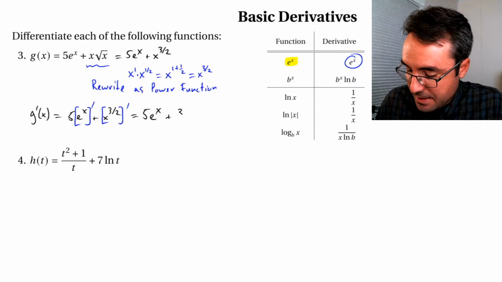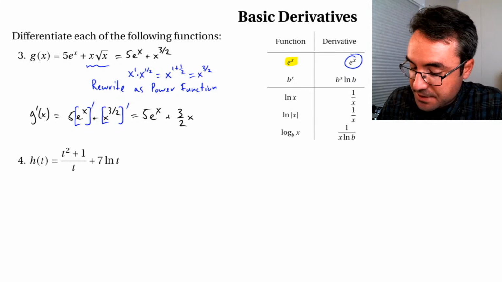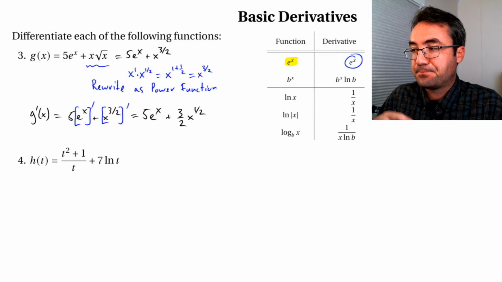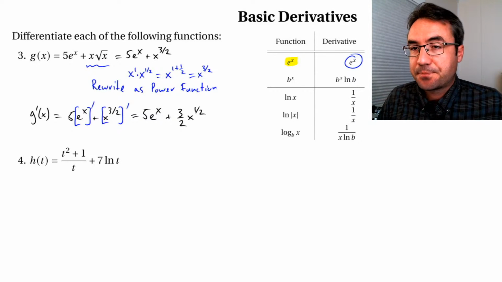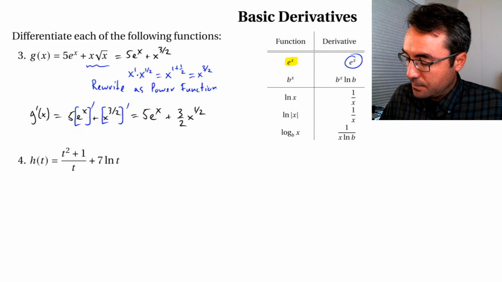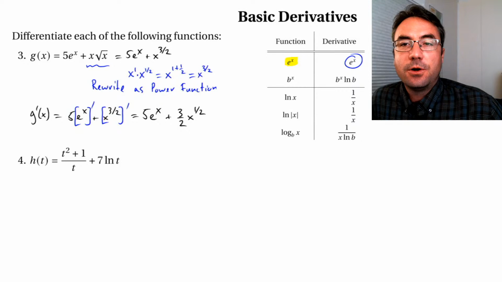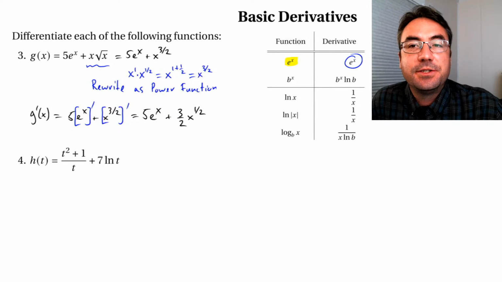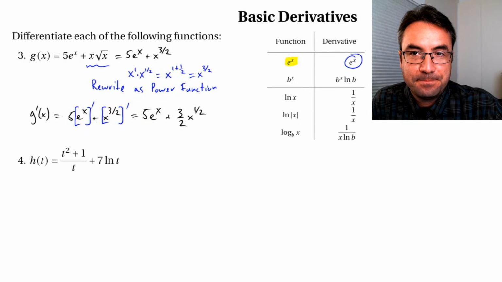And then for our power function x to the 3/2, we bring the 3/2 down, keep x the same, and then we subtract 1 from the exponent. So we're left with just x raised to the 1/2. All right, so there's our derivative. Let's try another one. So one more here. h of t equal to t squared plus 1 divided by t plus 7 times the natural log of t.